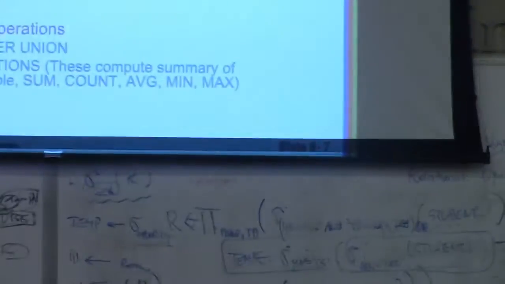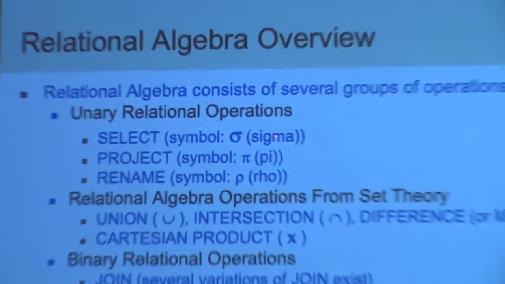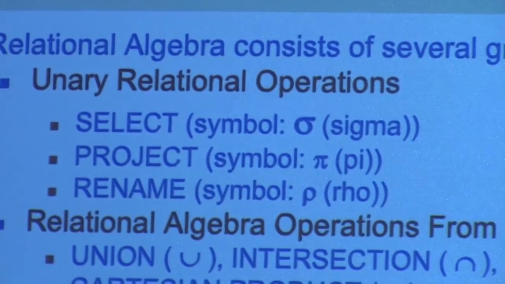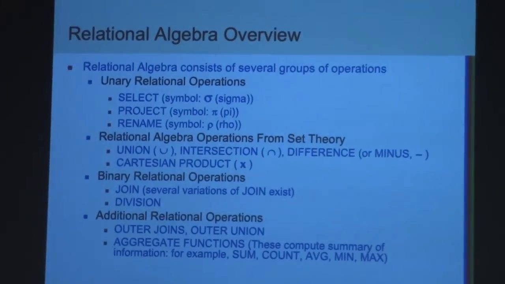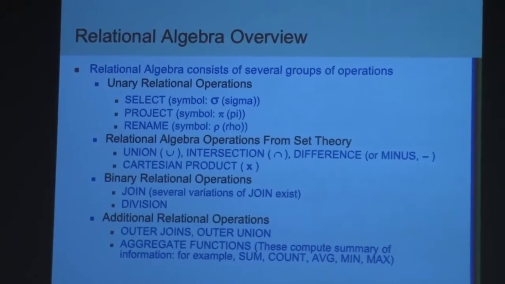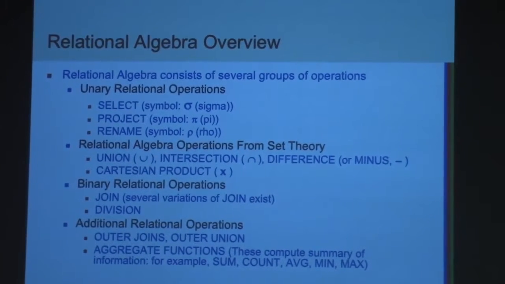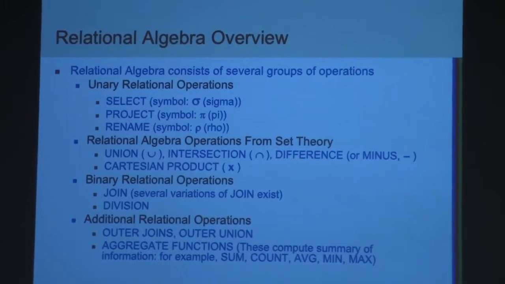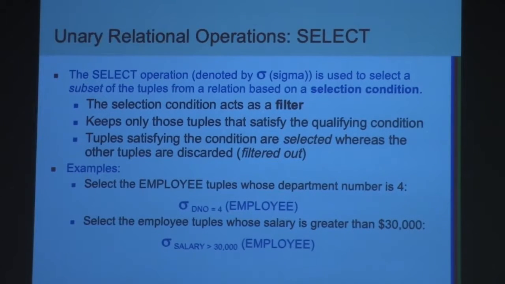Okay, so today we have seen the unary relational operations. Unary relational operation means the input is one relation, not attribute, relation. Input is one relation, and the output of this operation is one relation. It's called a unary operation. So this is an example.